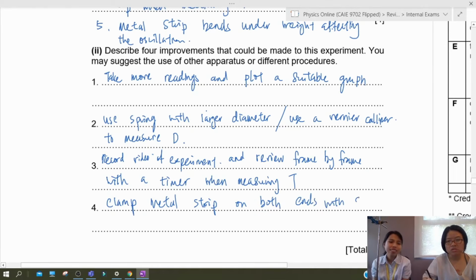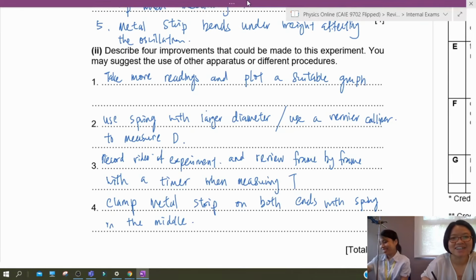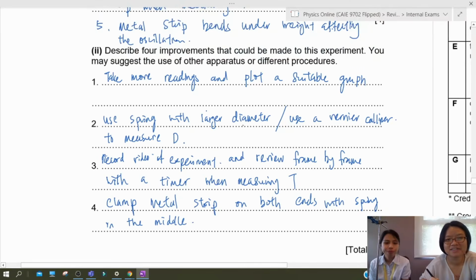No need, just say the spring in the middle. We did suggest it as number 5, but maybe it's correct. I don't know. Okay, let's check and see whether it's correct or not. Now you can check the answer. Change color, time for the red pen. Okay, come. This one should be the correct one.